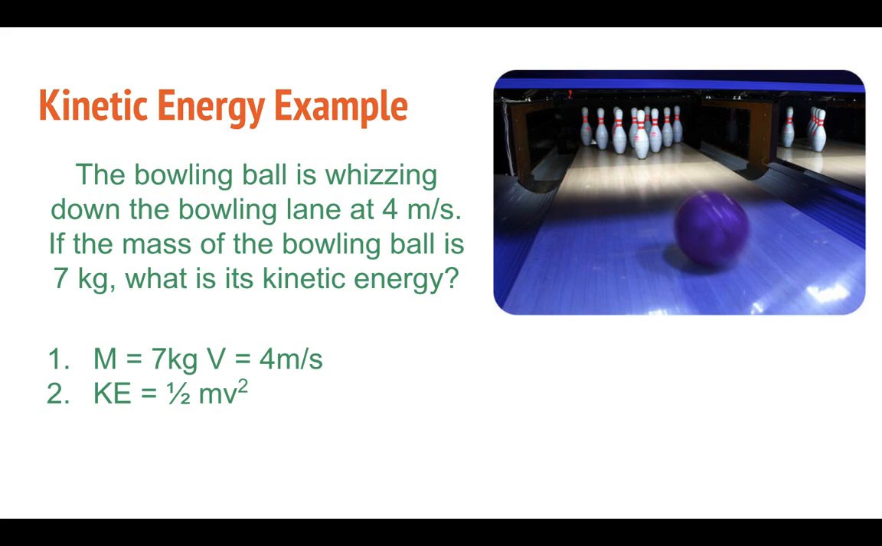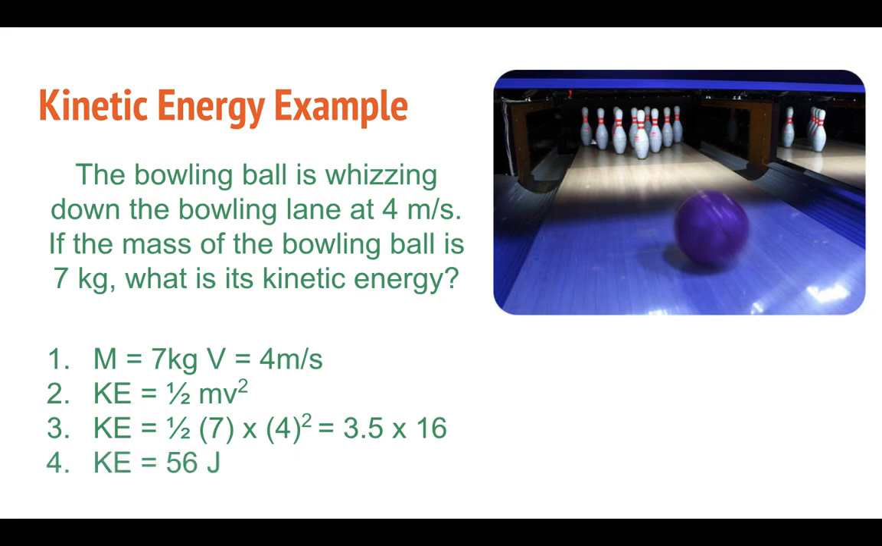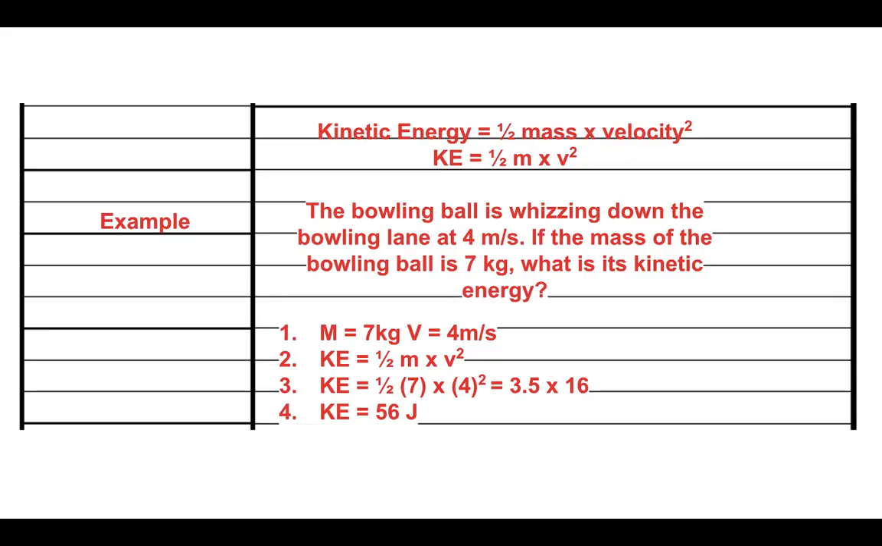Then we'll write the formula. Kinetic energy equals half mv squared. We'll plug in those numbers and we'll get a final answer. Energy is measured in joules, so your units for energy will always be a J for joules. With this calculation, we calculated that the kinetic energy of the bowling ball is 56 joules. Here I wrote down the problem in my notes and how we answered it.